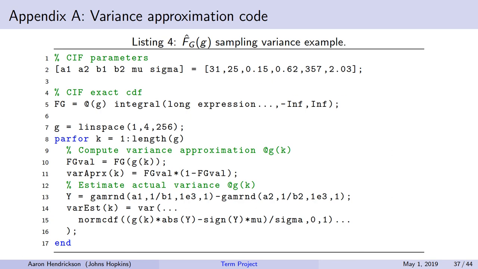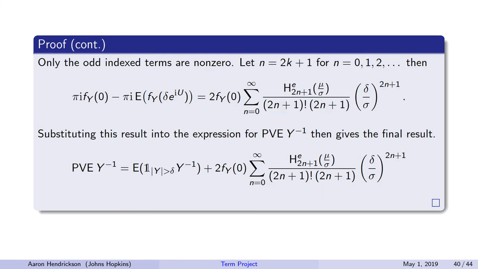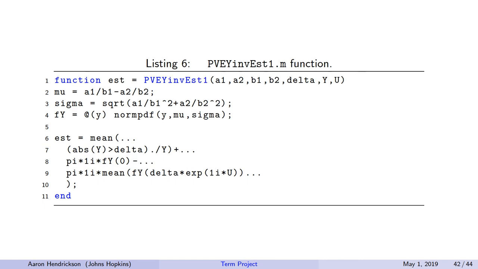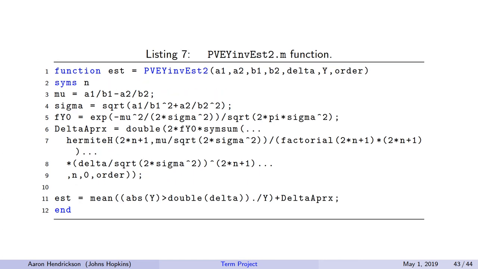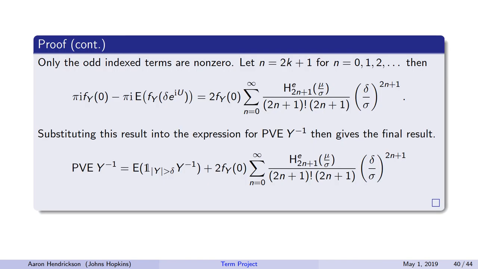I won't go through these, but I provided the code used for the variance way back towards the beginning, looking at the variance as a function of G. I provided a proof of the series expansion version of the PVY inverse estimator. You're more than welcome to look at that if you like. And then the last three are just the MATLAB functions that were written to estimate the inverse of this PVE value, and sources.